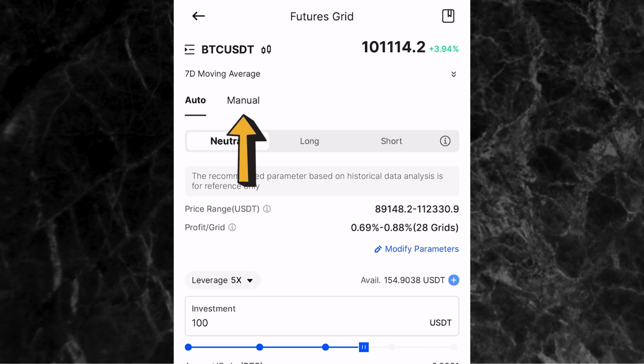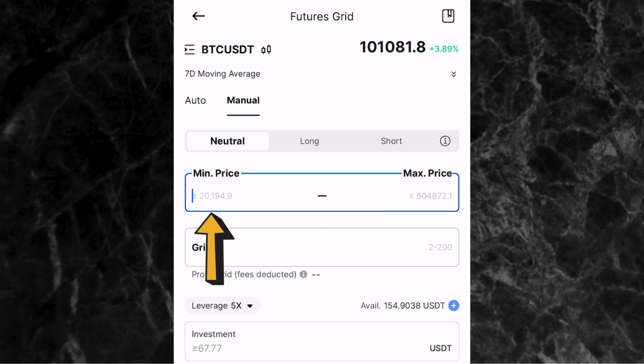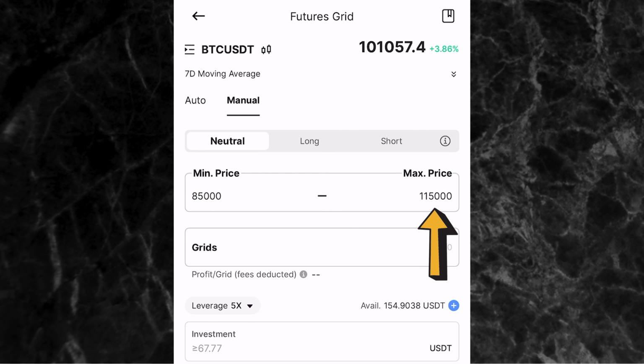Now let's say you want to use the manual, where you will set everything by yourself. Just click on where you have manual right here. Now the first thing again is to pick whether neutral, long, or short. So let's say, for example, I want to pick the neutral. I'll pick the neutral right there. So for the minimum price, let's say I want it to be $85,000, and then the maximum, let's say I want it to be $115,000. So this is the price range I want the trading bot to take trades for me.